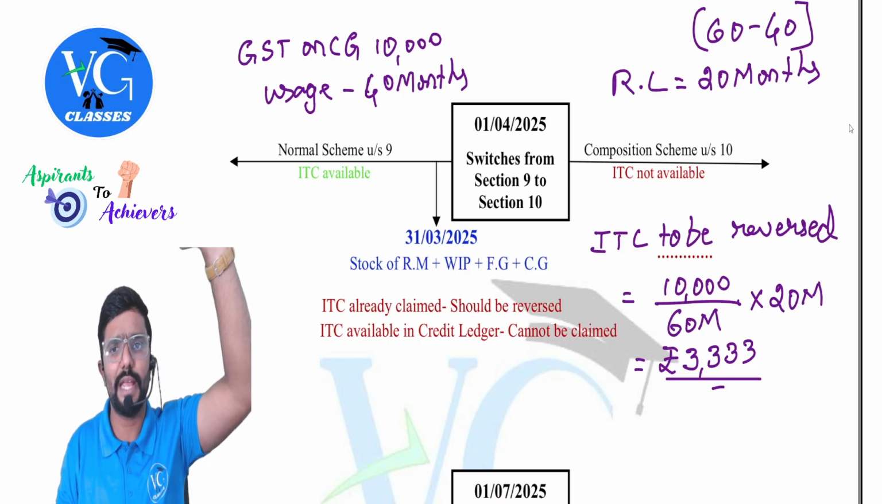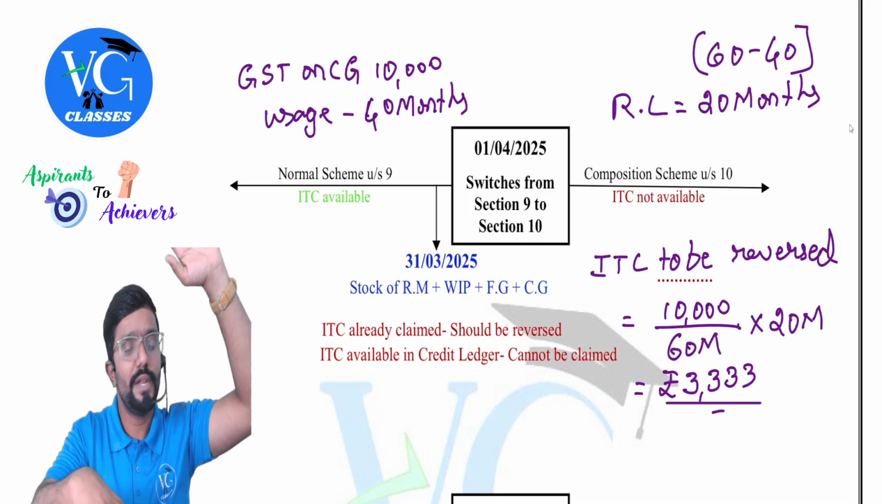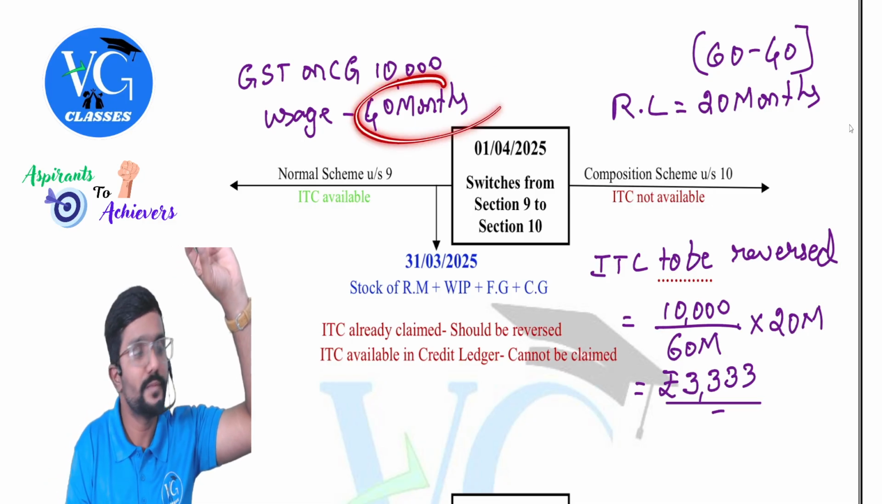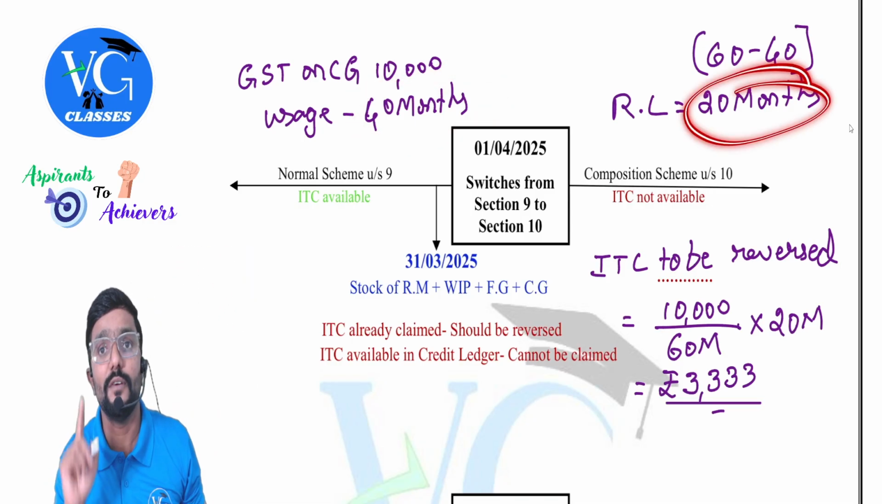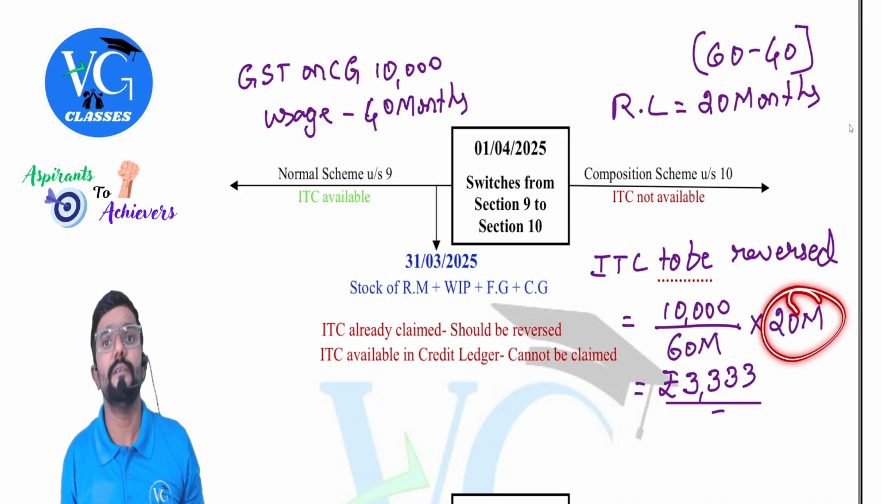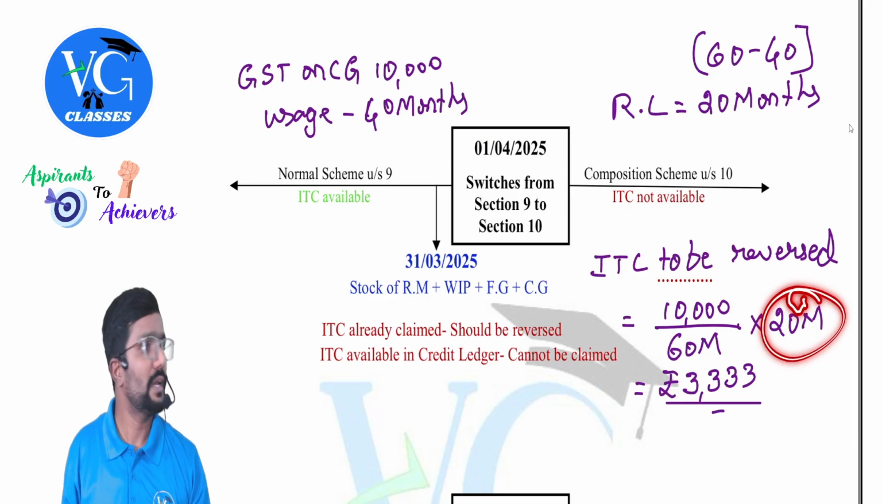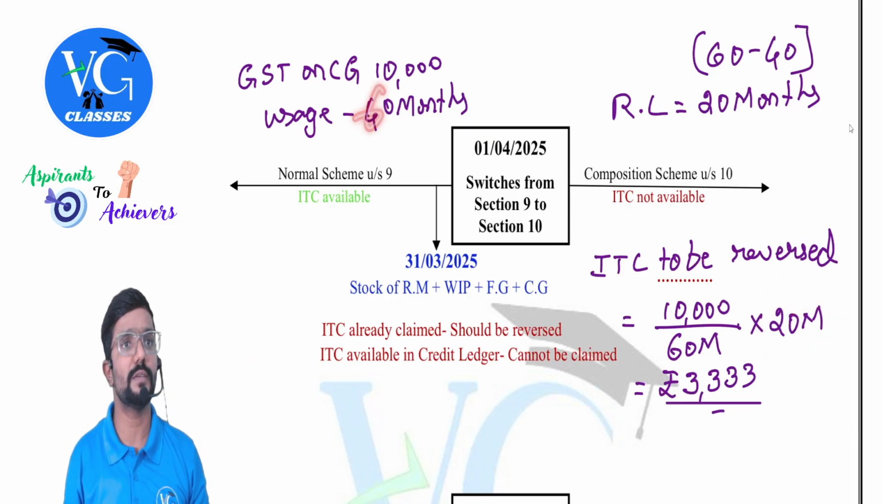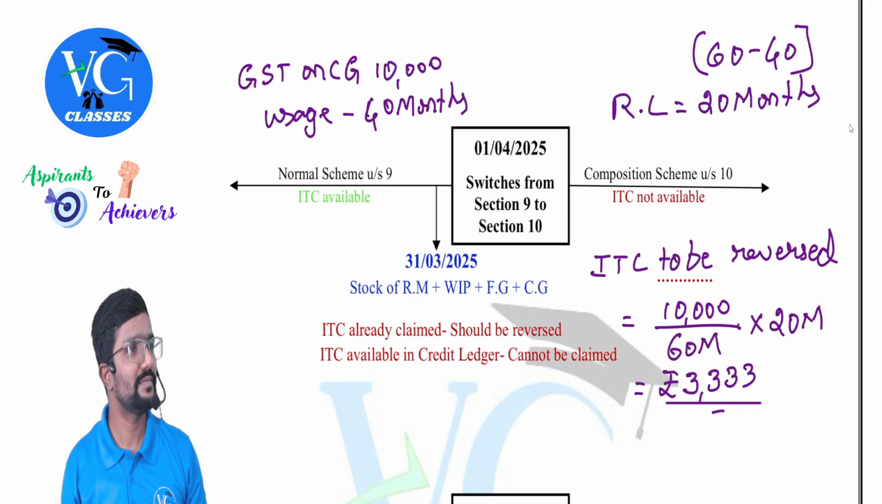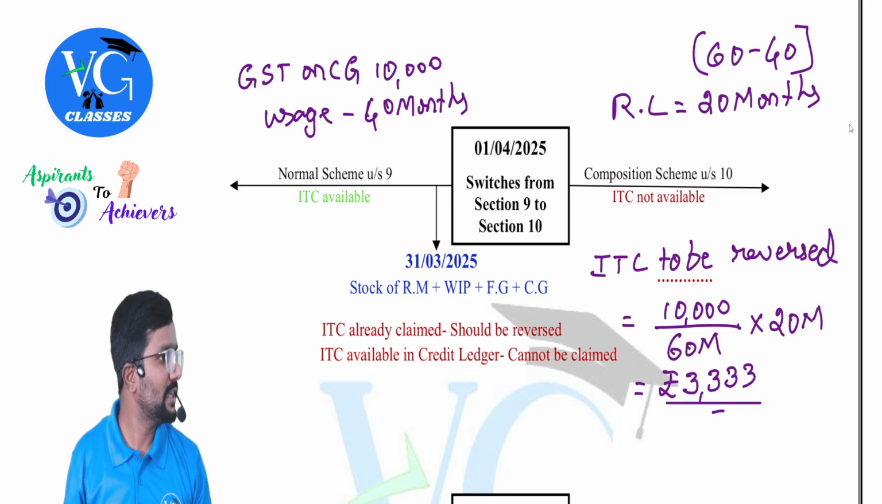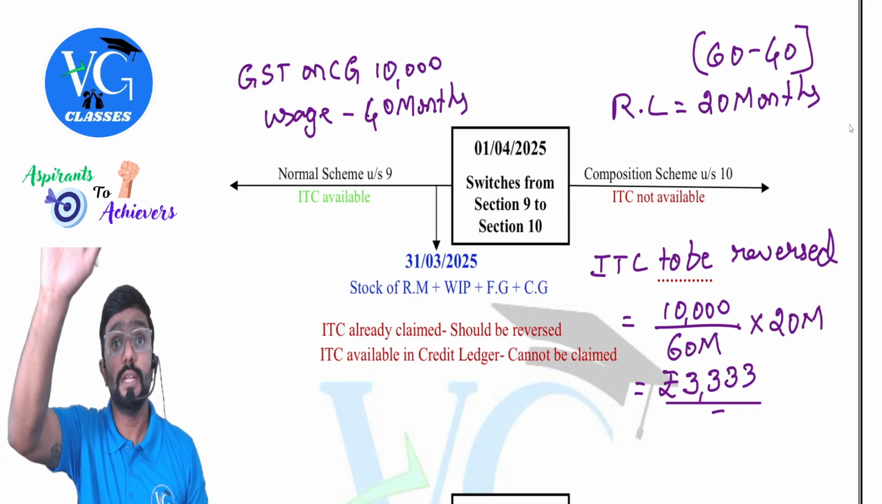Now listen, I will just take other random dates. Assume, sir, here it was 55 months. What is the remaining life? 5 months. So here the multiplier will be 5 months. Clear? Now assume, sir, it is already used for 60 months. What is to be reversed? Nothing to be reversed.